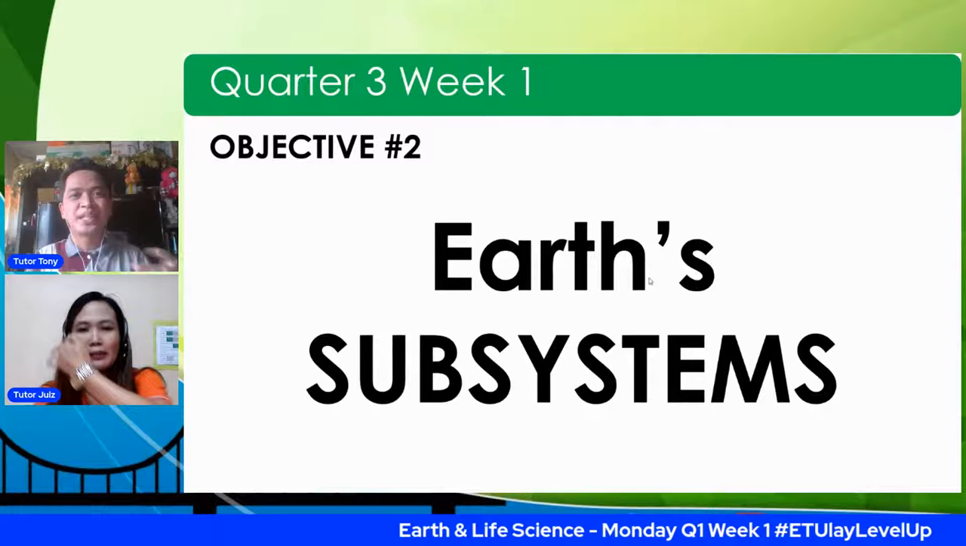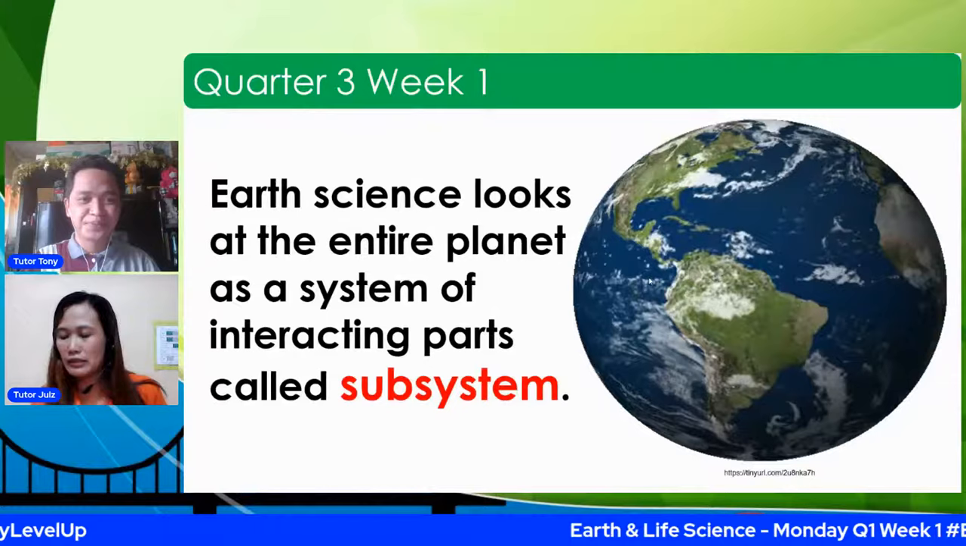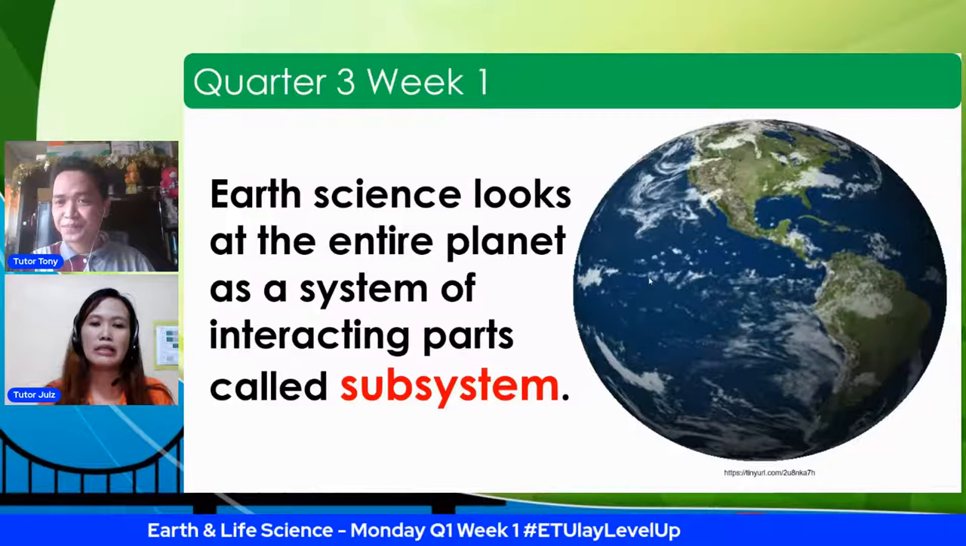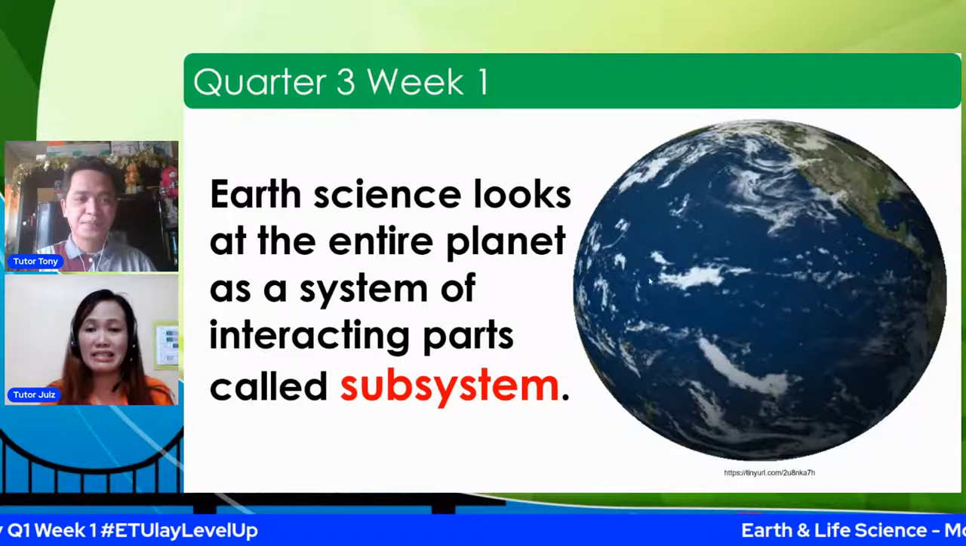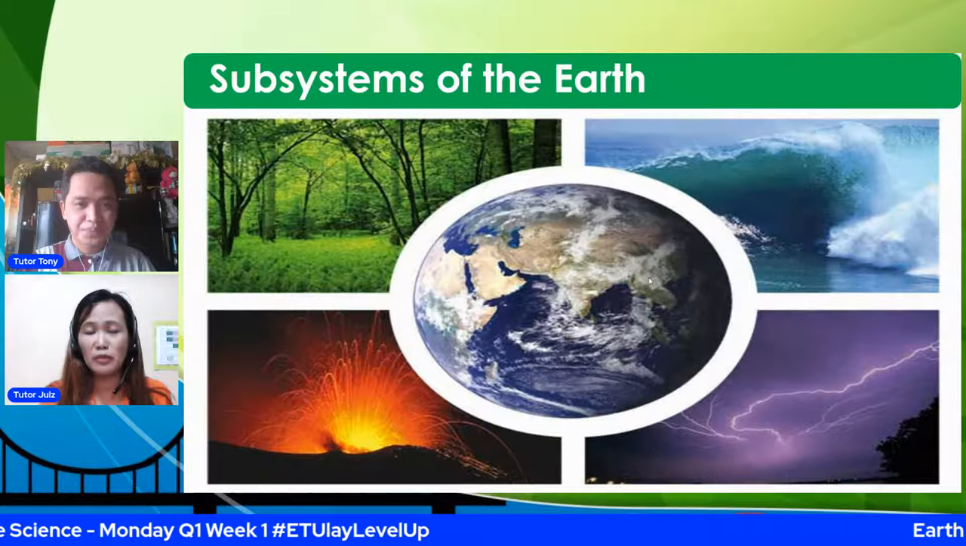Let's ask, and let's fill up the comment section later on. Earth science looks at the entire planet as a system of interacting parts called systems. Planet Earth is a complex system consisting of the interaction of different subsystems. Let us identify the subsystems of the planet. For the advanced students, they can identify them based on the given picture. We have the planet Earth at the center.